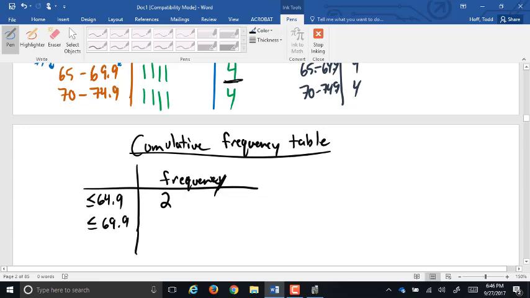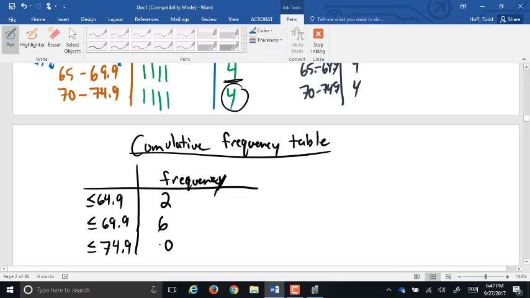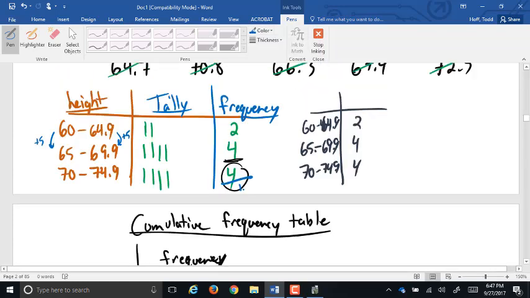Well, there's 4 in that category, but there's 2 that are smaller, so that's going to be 6. Then less than or equal to 74.9. There's 4 in that category, but there's 6 that are smaller, so now it's a total of 10. Notice what happens there is it builds up. It's adding up, starting at the smallest one, then adding on to it as we get up there. That bottom number there, the 10, would be the same as the total frequency on my regular raw frequency graph.